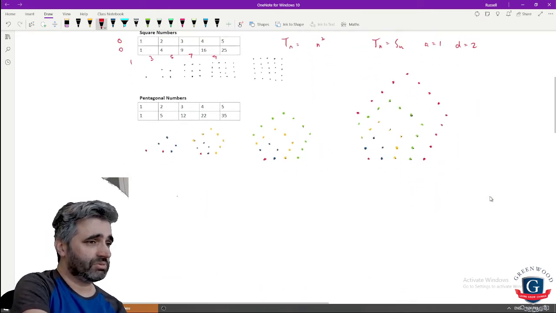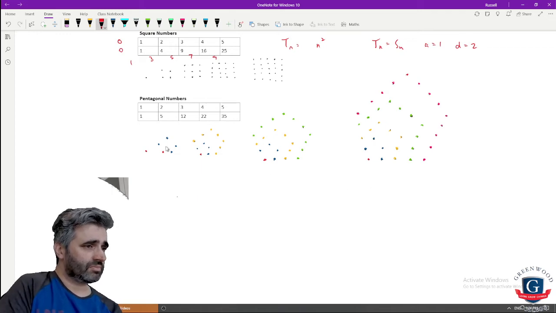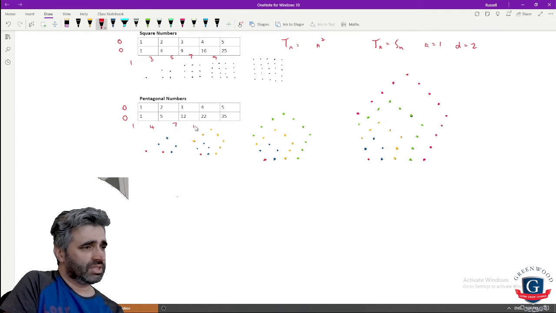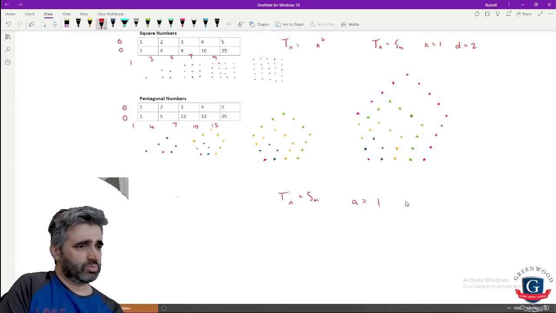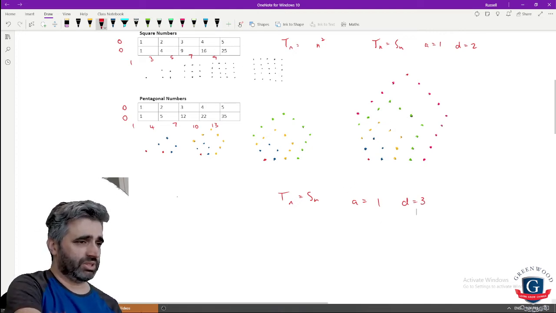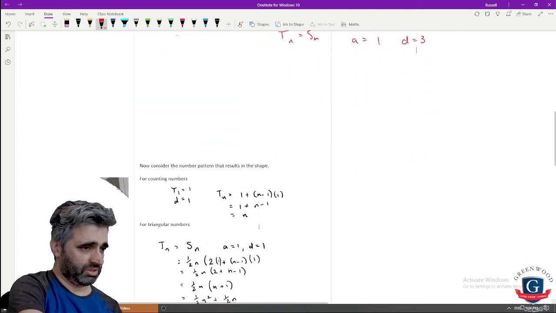And the same thing happens with the pentagonal numbers: 0, 0, 1, 4, 7, 10, 13. Tn equals Sn, A equals 1, D equals 3. There we go. So now we're going to have a look and see what that looks like when we have a look at the different formulas.